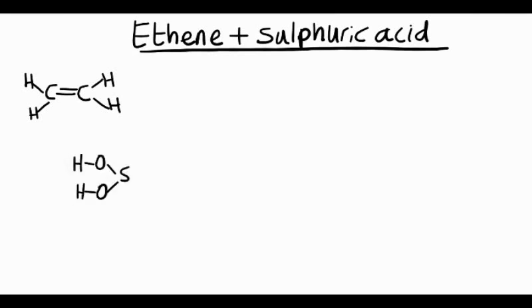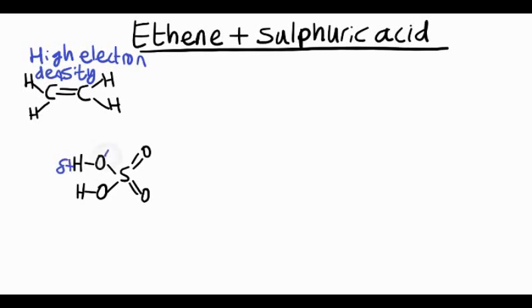Now notice the carbon-carbon double bond has 4 electrons in a small space. That's an area of high electron density. That means there's a lot of electrons in a small area. And on the OH of the sulfuric acid, we've got a difference in electronegativity. The oxygen's more electronegative. That leaves a hydrogen delta plus and the oxygen delta minus. And the delta plus hydrogen is going to be attracted to the negative charge of the carbon-carbon double bond.